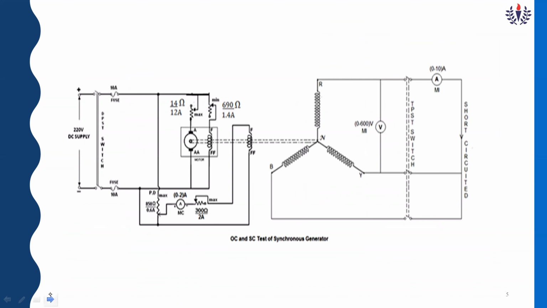Now, let me see the circuit diagram. Let me start with the circuit diagram: OC and SC test of a synchronous generator. On the right hand side, you can see an alternator, and this is the supply side. To excite this alternator, I am using a DC motor. In the DC motor, I have two rheostats, rheostat 1 and rheostat 2, and I have the field winding FF of the DC motor, and separately I will be exciting the alternator field.